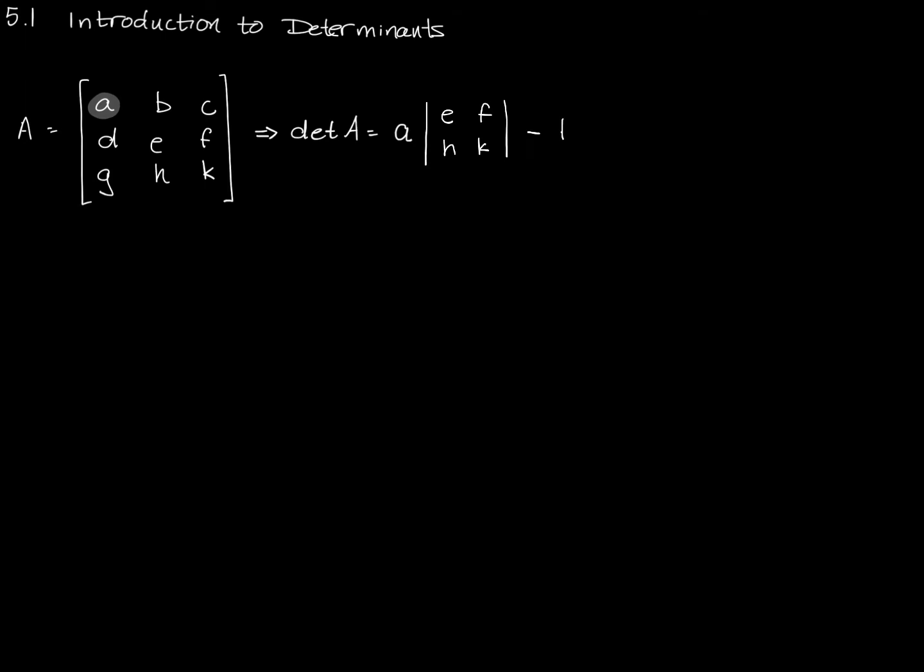minus the number B, the number in this position, that entry of the matrix, times the determinant of the matrix made up of the components D, F, G, K. And then we're going to add the number C, so now we're looking at this entry, times the determinant of the matrix made up of the entries D, E, G, and H.